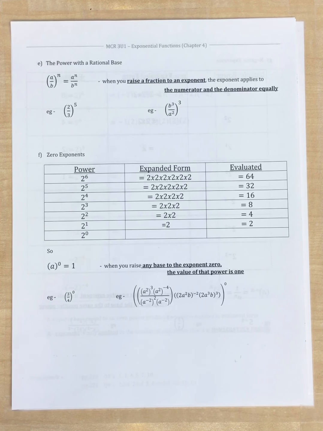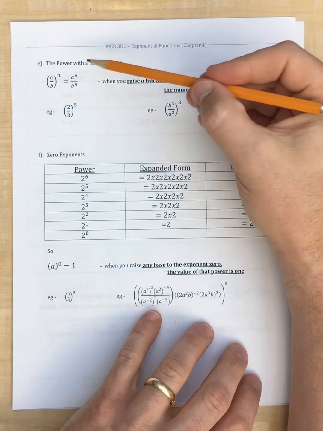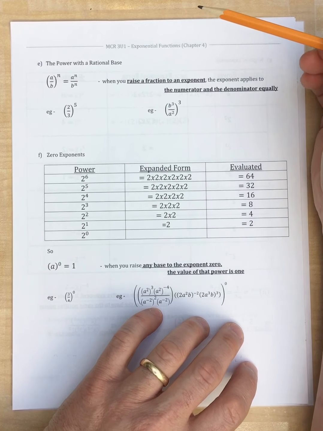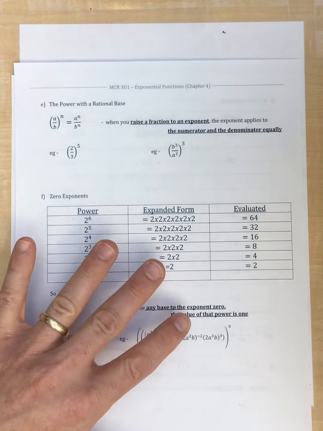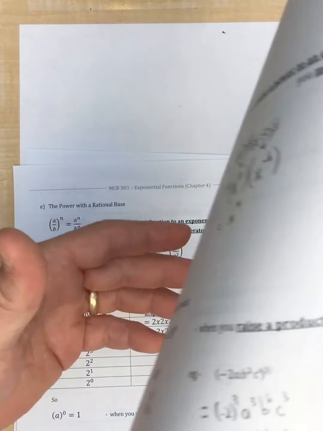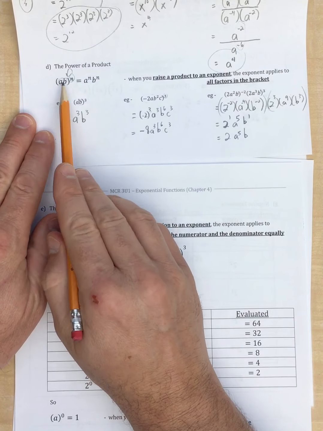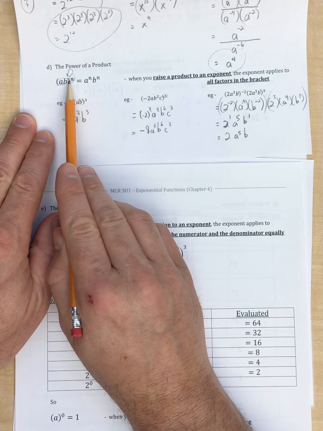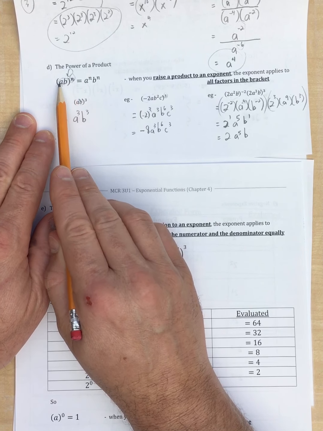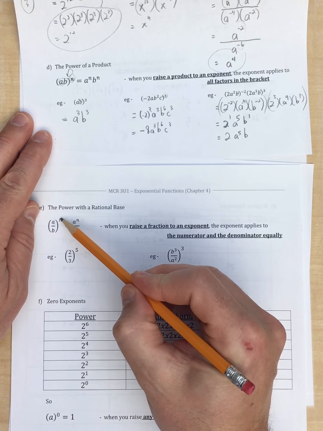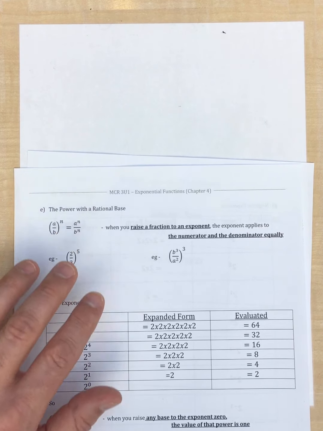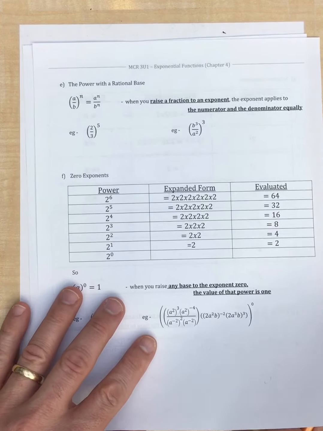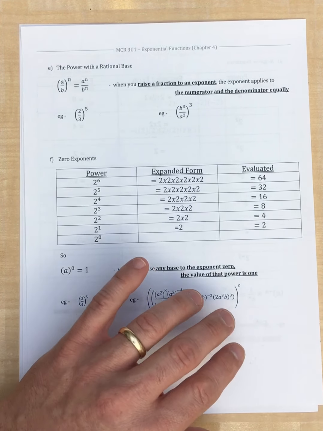Now I want to do sort of a quirk. It's kind of the same thing as the power of a product, but it's a power with a fraction or a rational base, okay? And it's pretty much the same deal. What we see happening here is that we take everybody inside the bracket, and as long as the n is affecting the bracket, it's going to affect the b and the a. It's the same thing here. The n is going to affect the denominator and the numerator equally. So it's in essence the power of a product, sort of. It's the same philosophy and it's the same occurrence.